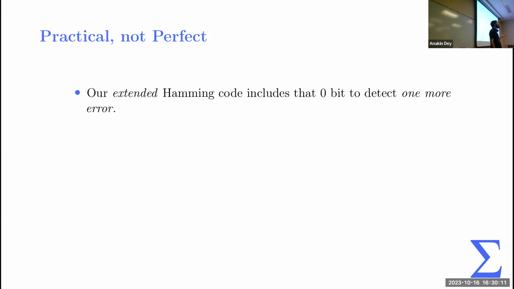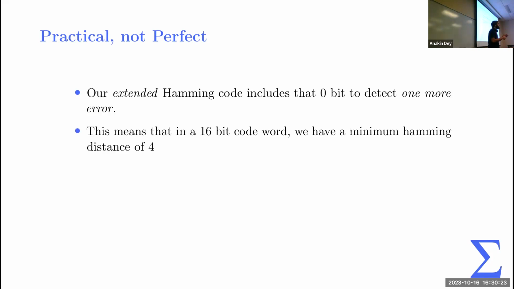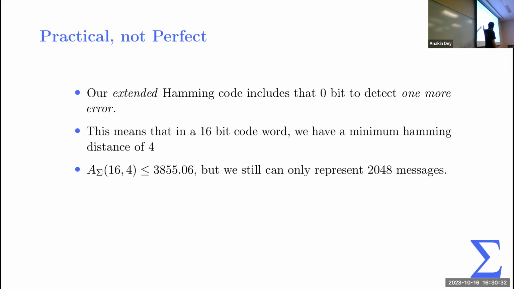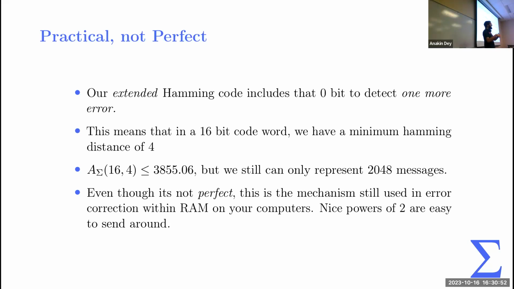But we talked about that extended Hamming code, where we use that 0th bit to detect one more error overall. So we're able to detect 2 errors while correcting 1. That means we're making 16-bit code words, and we have a minimum Hamming distance of 4. Well, if we compute our bound for 16,4, we get 3855.06, which is a very reasonable number to consider when we're talking about discrete binary strings. But we didn't change our message length. We can still only represent 2048 strings, but we're just more robust in doing it. But it's not a perfect code.